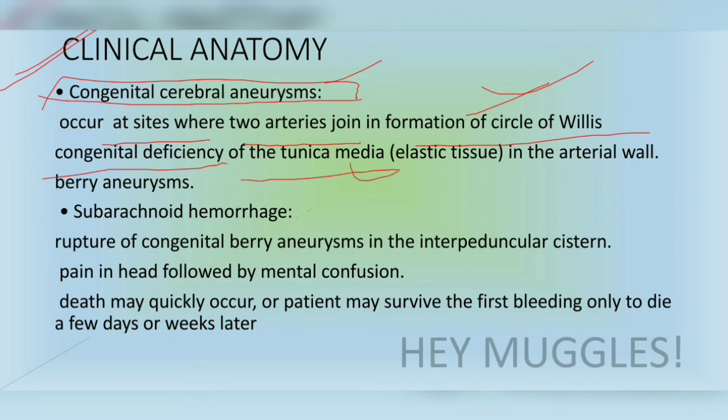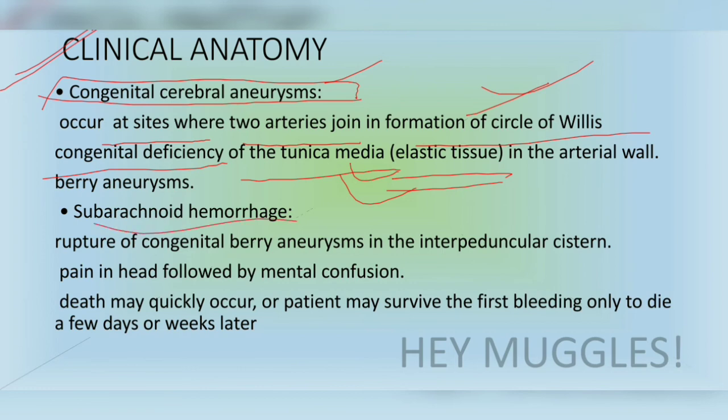The tunica media is a layer of the wall of your artery, and it is made up of elastic tissue, right? This is also known as a berry aneurysm, as the aneurysms are basically berry shaped. It occurs at the site where the arteries join in the formation of your circle of Willis, and it is a congenital aneurysm, occurring due to deficiency of the tunica media in the wall of the artery.